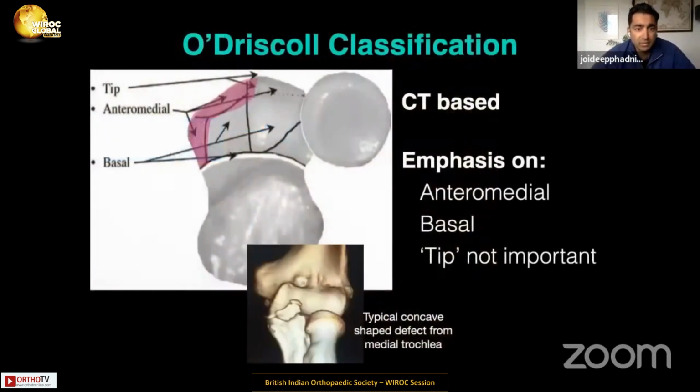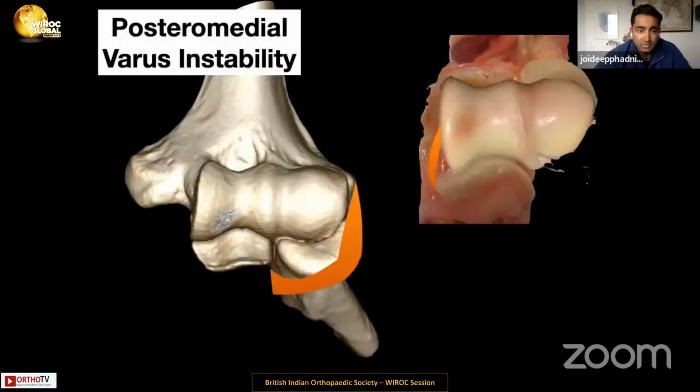Coronoid fractures are classified according to the Driscoll classification nowadays, and this is a CT-based classification. And the importance of this classification is it emphasizes the role of the anteromedial coronoid instability as well as the basal coronoid fractures, which are large, and it emphasizes that the tip fractures aren't that important. We characteristically get this concave defect in the medial trochlea, and this can extend either into the sublime tubercle or into the tip region, but it's the anteromedial part we're most concerned about.